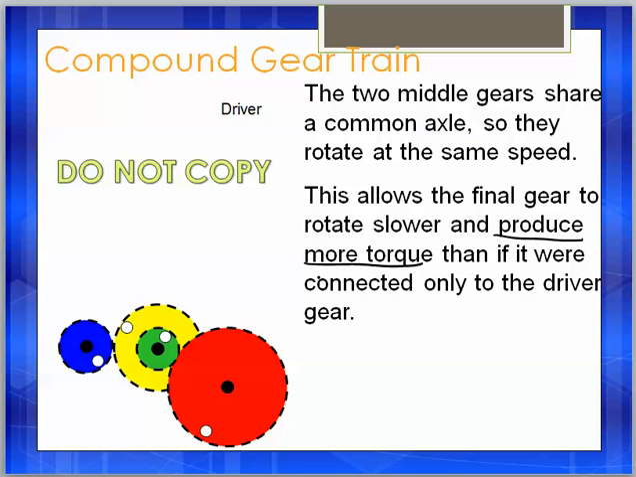And this is useful in making a compound gear. If I wanted to get a lot more power here, or a lot more torque, you would want to use a compound gear train. And what we're talking about here is this axle is the same axle that the green gear and the yellow gear are on. And you'll get to make one of those today or tomorrow.